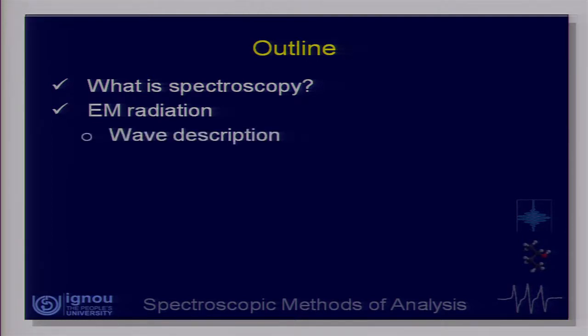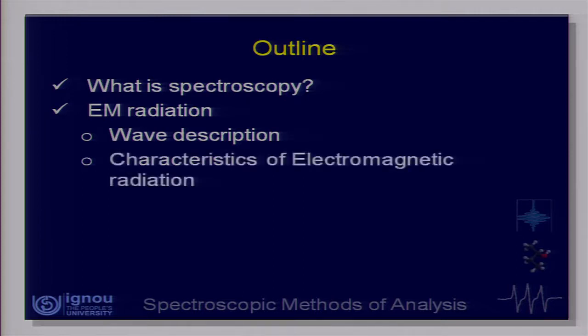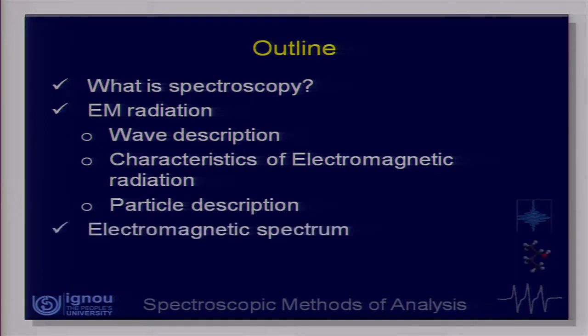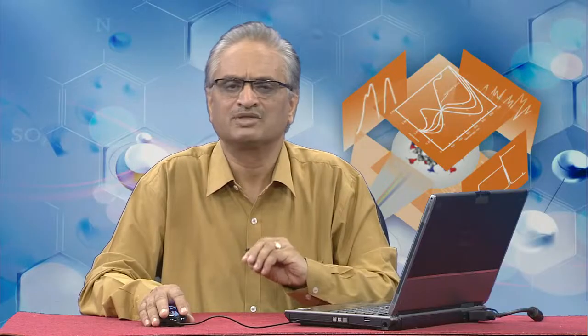In this context, we will talk about the 2 descriptions of electromagnetic radiation. The first one happens to be the classical or wave description, and having done that, we will move on to the characteristics of electromagnetic radiation. We will spend a lot of time on this because there are very important characteristics which we need to learn about. Thereafter, we will move on to the particle or quantum mechanical description of electromagnetic radiation. Then we will briefly touch upon the electromagnetic spectrum, and towards the end we will sum up what we do in today's session. Now, let us begin by defining what is spectroscopy.